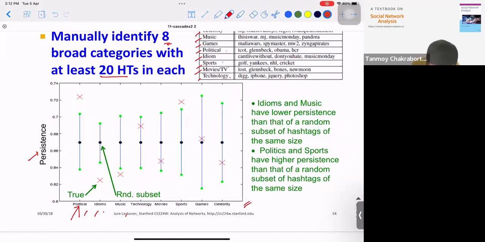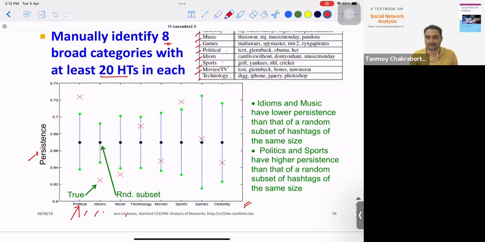To understand whether things are really random or not, for every event they also did a randomized version of the experiment. In the randomized version, you just throw the particular hashtag out randomly, and then again randomly, uniformly at random, somebody will adopt it or not, and so on and so forth.